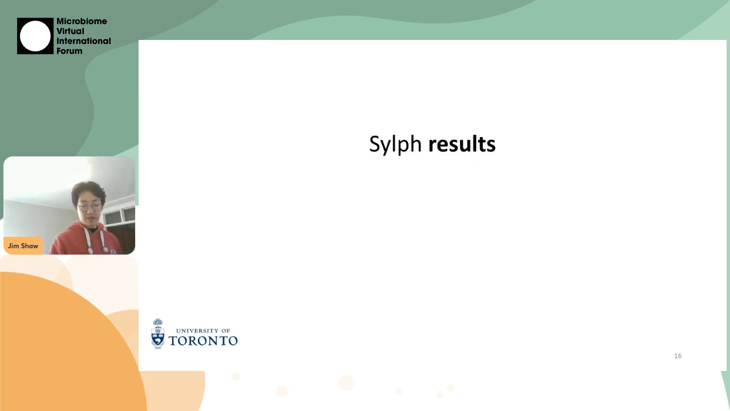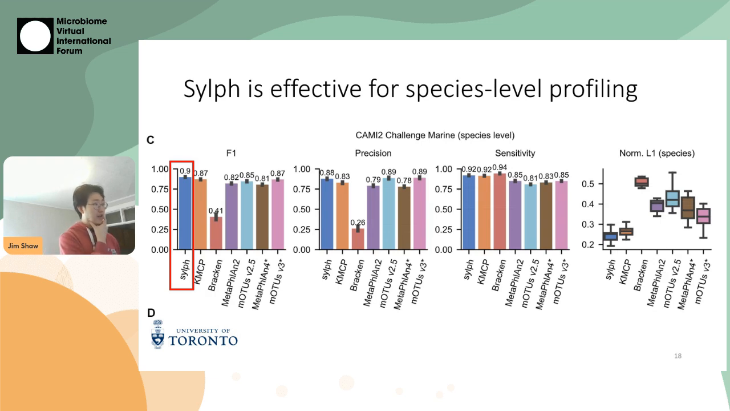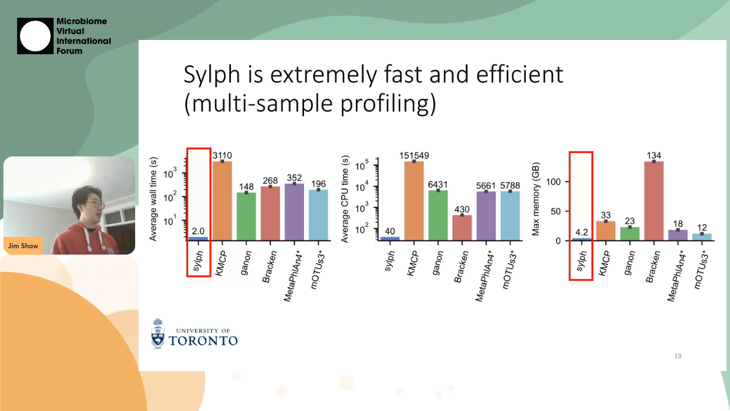So I'll jump into the results now. You may have heard of this CAMI2 Marine Challenge before. CAMI2 is a general suite of standardized metagenomic benchmarks. And over here, sylph is highlighted. It works well in this marine species level profiling test. But what I think might be interesting to all of you is how fast sylph is. It's really fast and efficient.